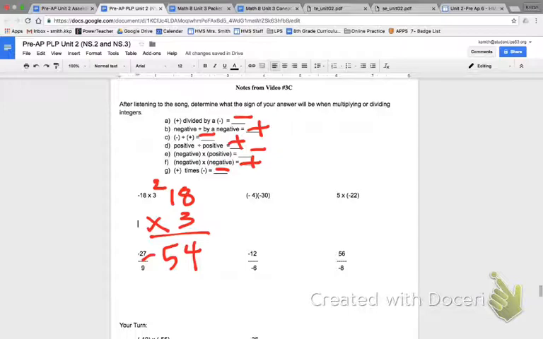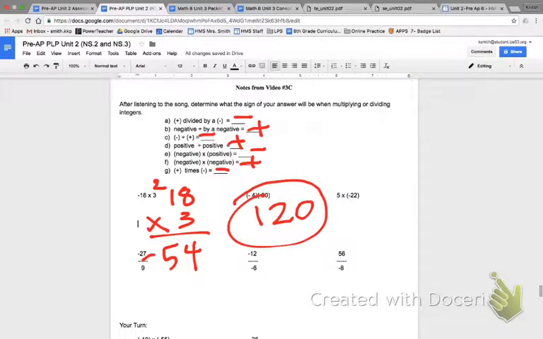Let's take a look at the next one. Negative 4 times negative 30. I know that 4 times 3 is 12, so 4 times 30 is 120. Because both of those are negative, my answer is going to be positive.